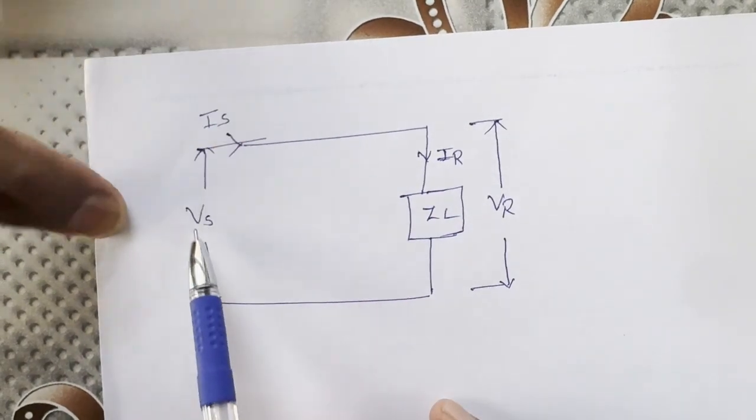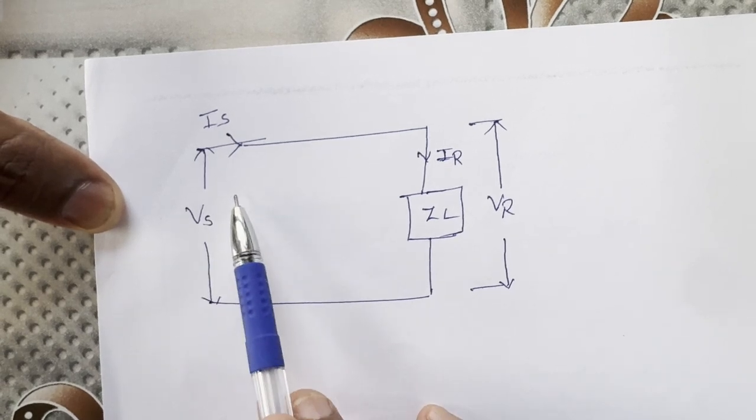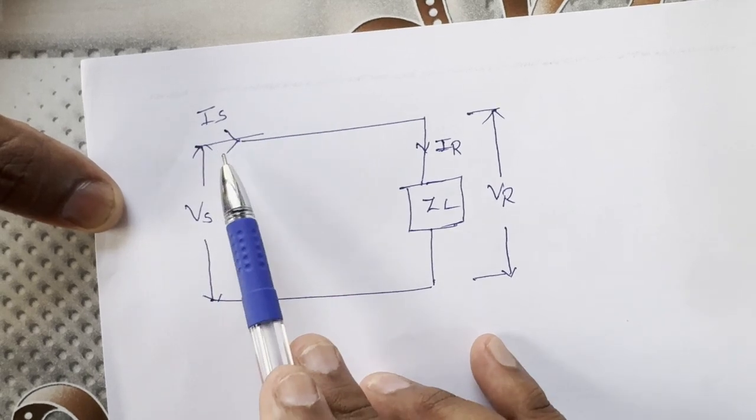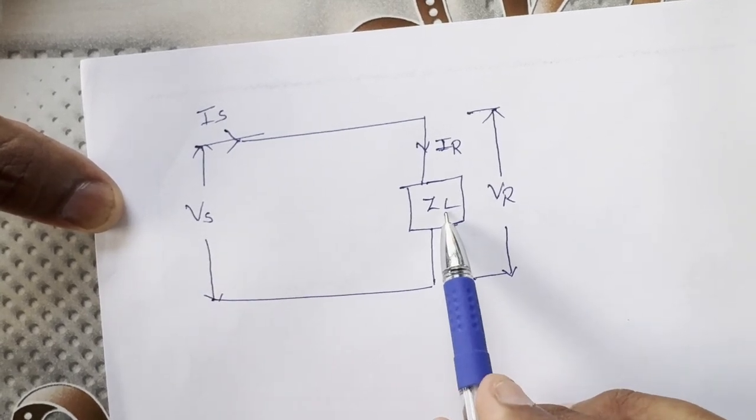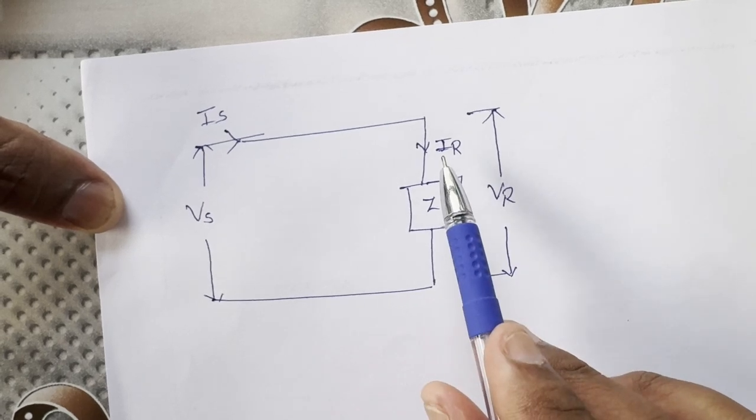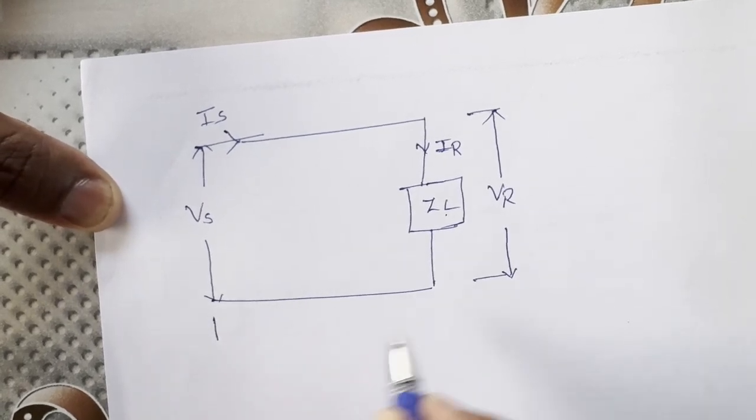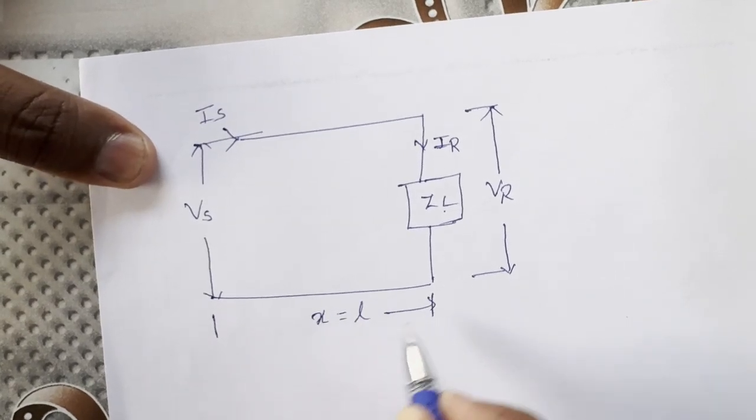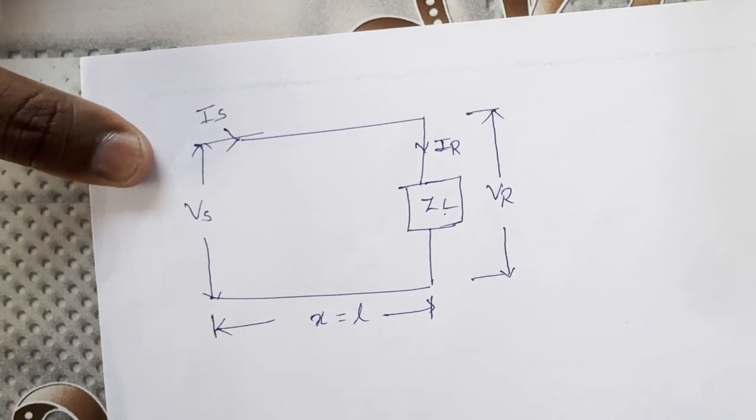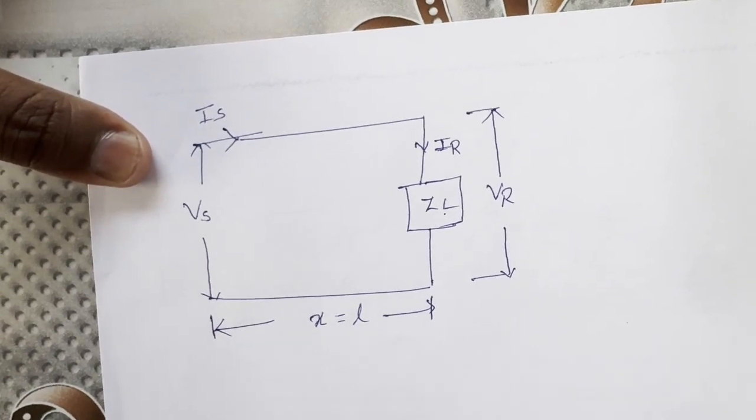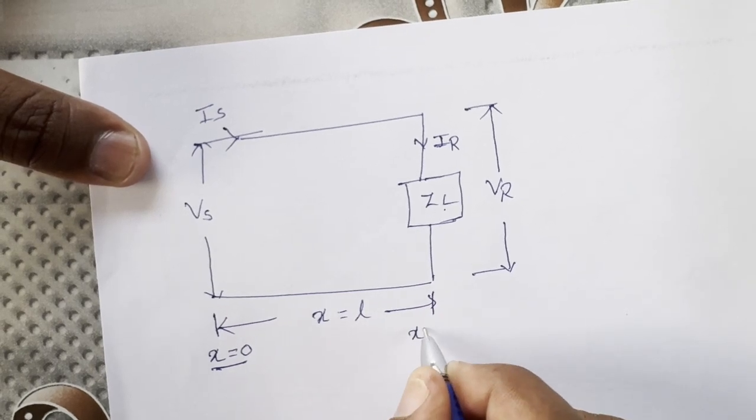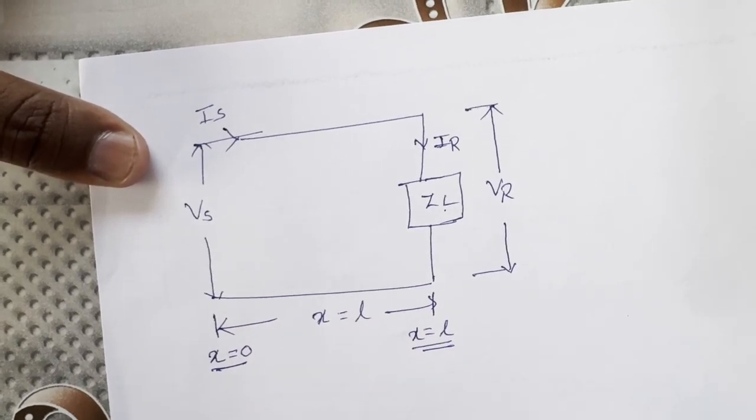That is simply at the source, the input voltage is Vs and the input current is Is at the source terminal, and at the load the voltage is Vr and the current is Ir. The total length of the transmission line is x equal to L. That means the value at this position is x equal to 0 and the value at this position is x equal to L.